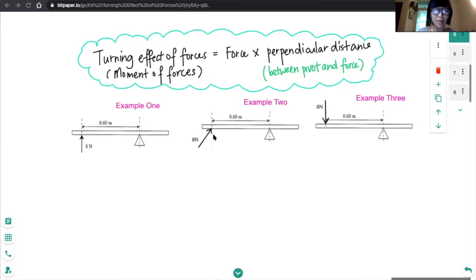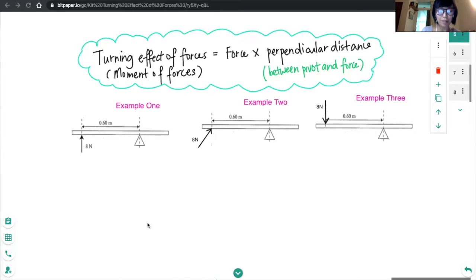Okay, so this chapter that we're doing, we'll be relating force to how it causes rotation. So hence it's called turning effect of forces. And the formula, I think probably you might be familiar with, is turning effect of forces is equal to the force multiplied by its perpendicular distance from the pivot. Okay, let's just get on with it.